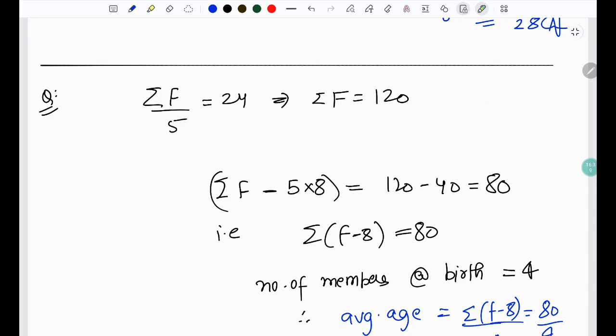Therefore all of the people, be it his father, mother, or whatever the members are, will also have an age of minus 8 years. If someone in the family was 30 years old, he would 8 years ago become 22. If someone is 50, he would become 42. So we will be subtracting 5 times 8 from this summation of ages, and this summation will become 80. That is, 8 years ago the summation of the ages of all the members becomes 80, and the number of members at the time of the birth will be 4.